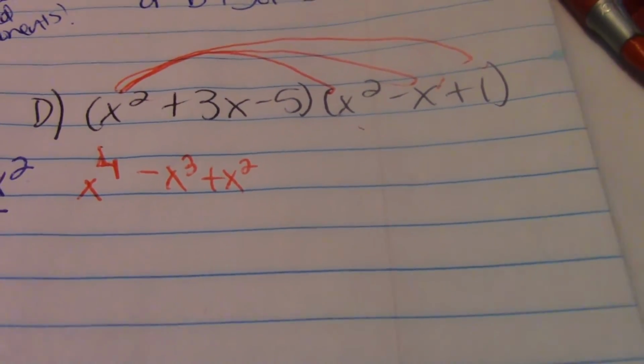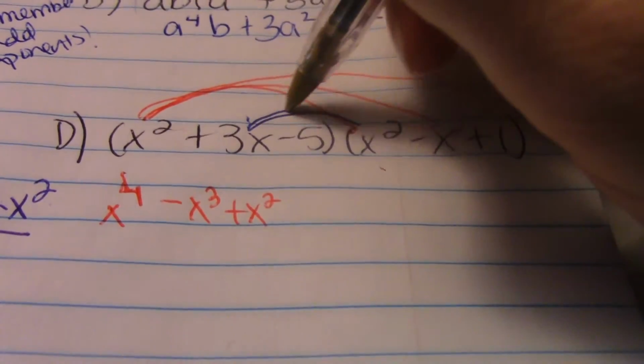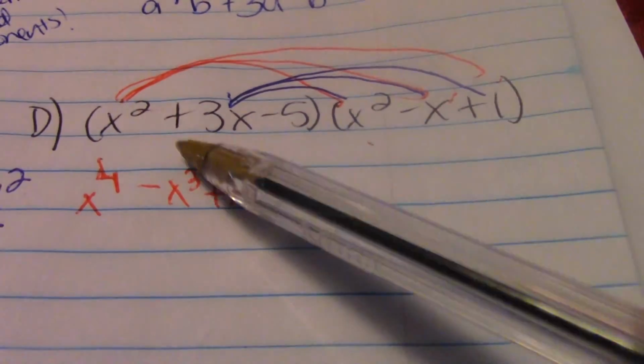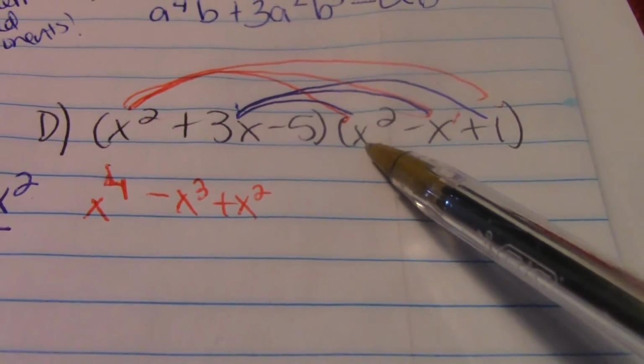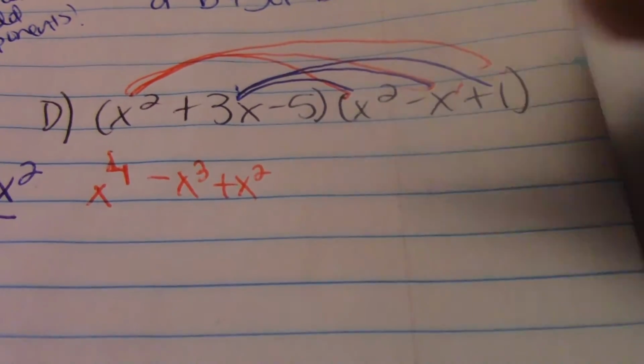Then we have our middle one, this 3x, and it has to go to all 3 as well. So we have 3x times x squared. So that is 3x, and then we've got 1 and 2 make 3.